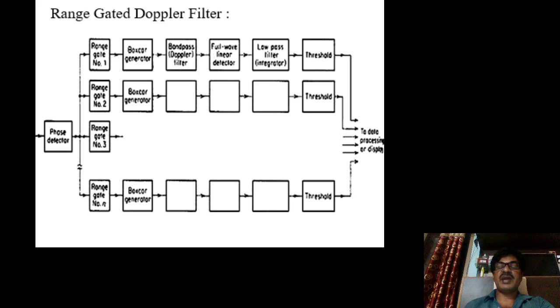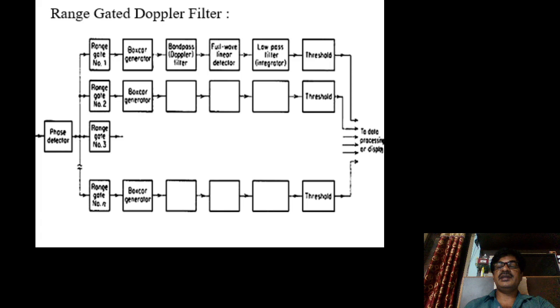After that, there is a band pass filter. Of course, it is a very narrow characteristics band pass filter, so that the signal to clutter noise ratio will be improved. This band pass filter is also called the Doppler filter. Then a full wave rectifier, or full wave linear detector, is there, which converts the bipolar signal into a unipolar signal.